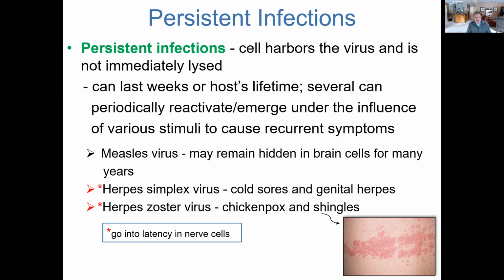And some good examples are listed here on this slide: the measles virus, herpes simplex viruses that cause cold sores and other types, of course, cause genital herpes, as well as what are referred to as the herpes zoster viruses causing chickenpox and shingles. And there's a photograph of what shingles looks like on the surface of the skin. These herpes viruses lie dormant, as it indicates here, or latent in nerve cells of all things. And as I said earlier, they can sit there for months or often years in the dormant state, only to kind of rear their ugly head, so to speak.